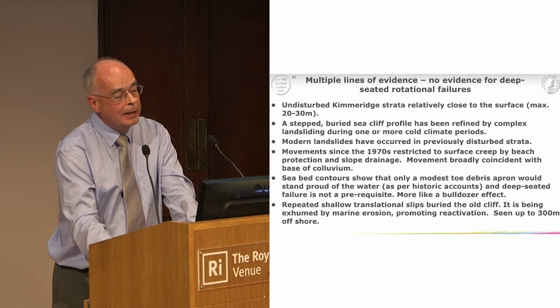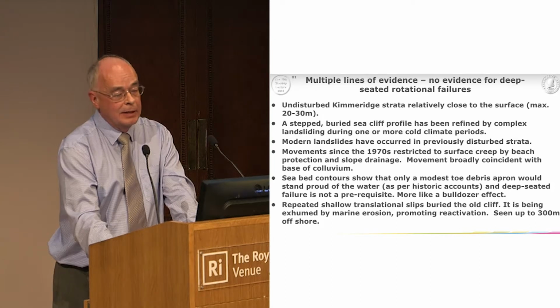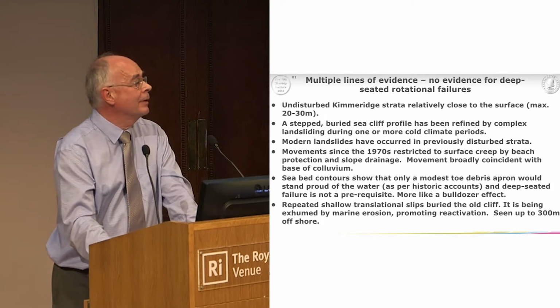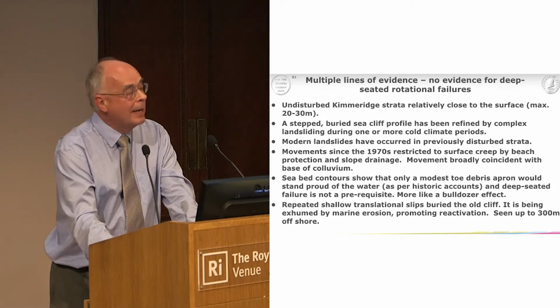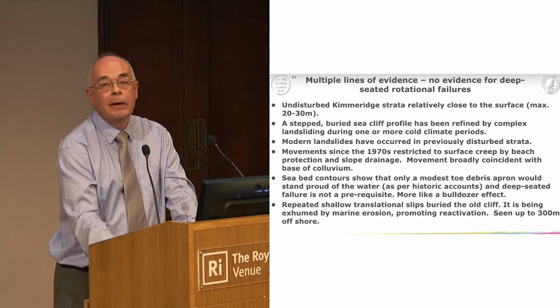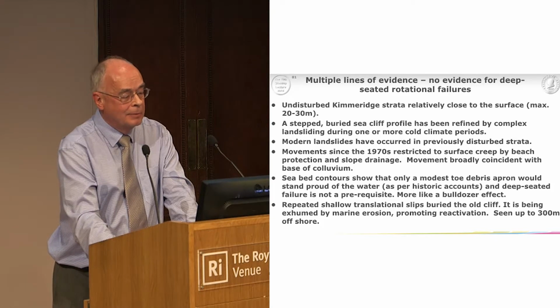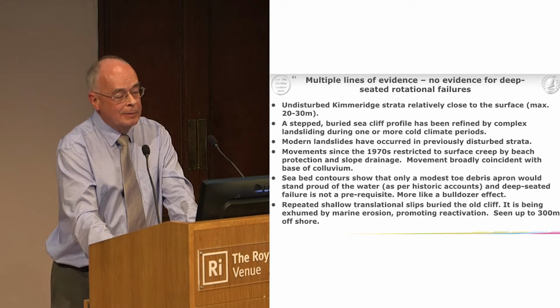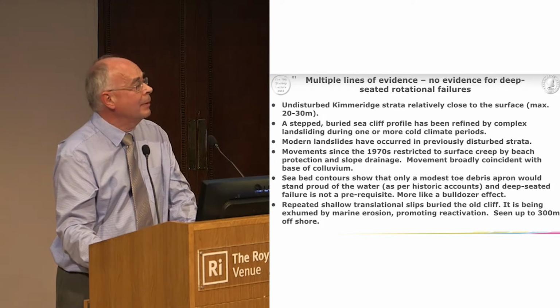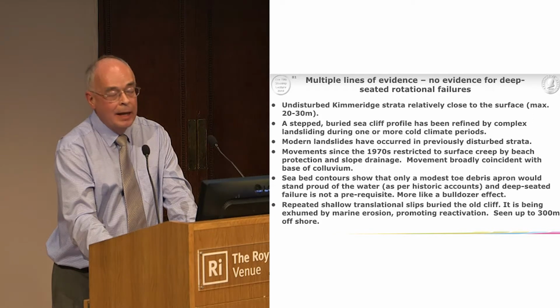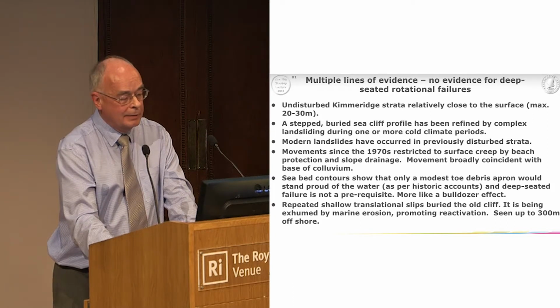And similarly, we found no evidence for deep-seated rotational failures. The undisturbed Kimmeridge is relatively close to the surface, maybe 20 or 30 metres. A stepped, buried cliff line has been refined by complex landsliding during one or more cold climate periglacial periods. And modern landslides seem to all have occurred in this disturbed strata, with the movement since the 1970s being restricted to surface creep, held back probably by the beach protection and the slope drainage works that still seem to be functioning. The movement there is broadly coincident with the base of the colluvium.